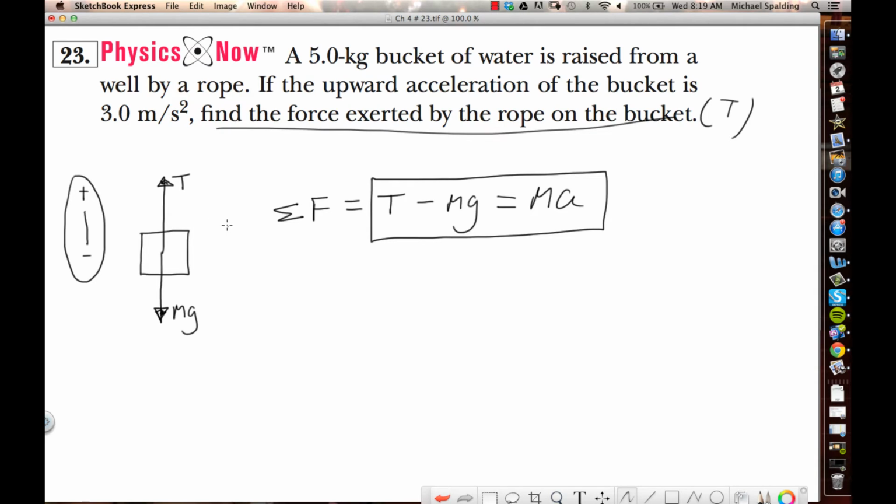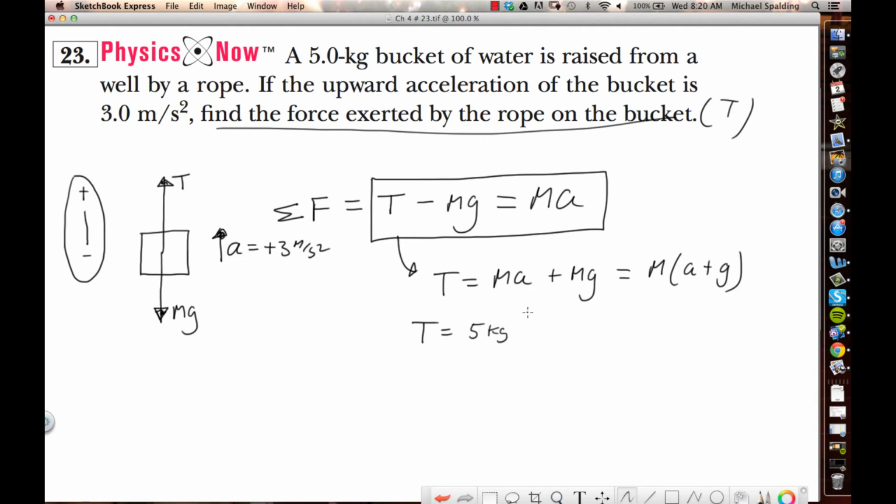Okay, so they tell us the acceleration of the bucket. Which way is the acceleration? Up or down? Up. So put a little arrow here. The acceleration is up, and that's positive 3. Positive for up. All right, so now we solve this for T. So T is going to be equal to ma plus mg. You can factor the m out just to make it shorter: m times (a plus g). So m is 5 kilograms, and a is 3, the given acceleration, and then gravity.